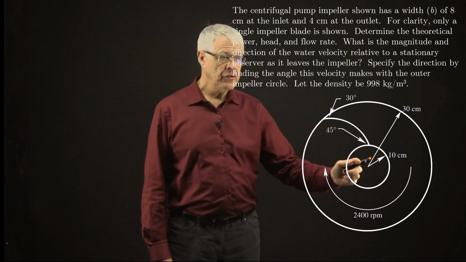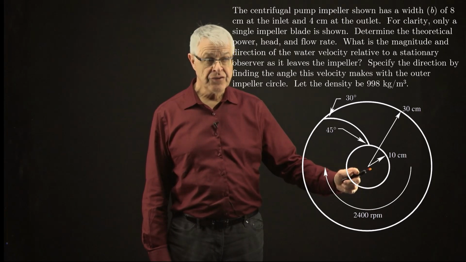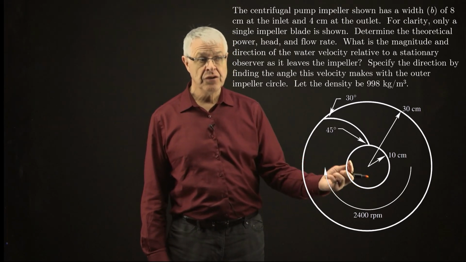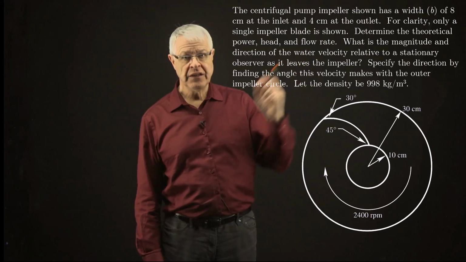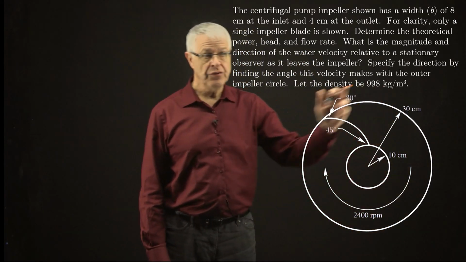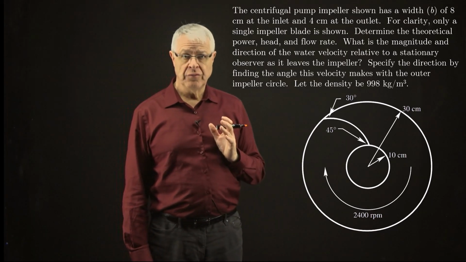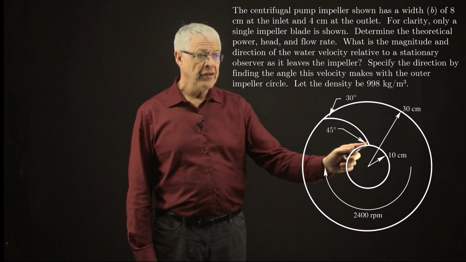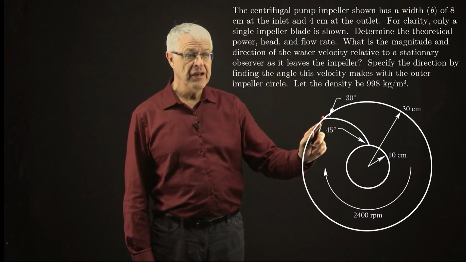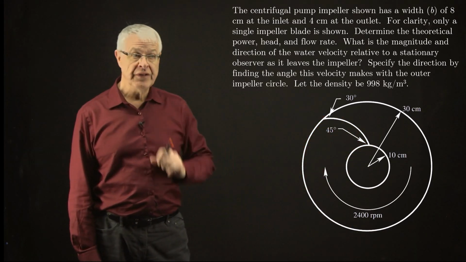So the small circle in the middle is the inlet. The water is coming perpendicular to the screen, entering the impeller, turning 90 degrees, and traveling radially along the impeller blades, and then coming out the outlet, which is the outer circle. So for clarity, only a single impeller blade is shown. So you see that impeller blade right here. This curved line is the impeller blade. In reality, there would be a whole bunch of those all the way around the impeller.